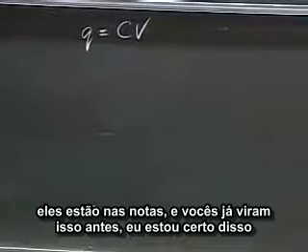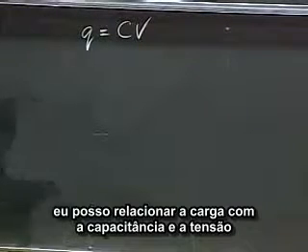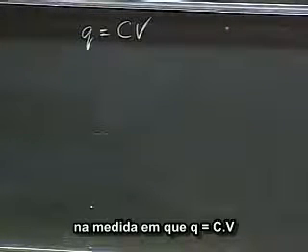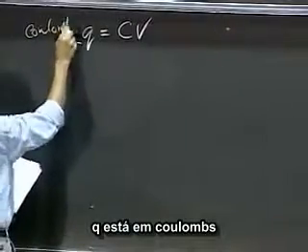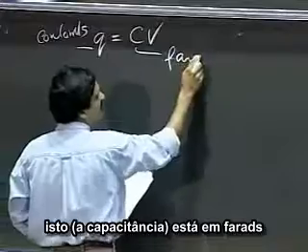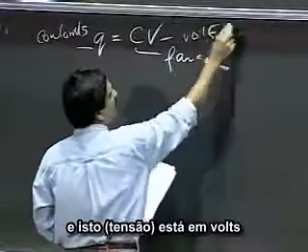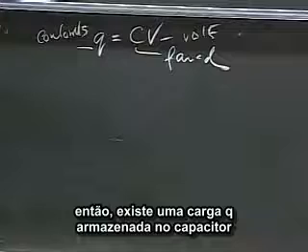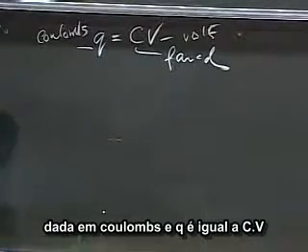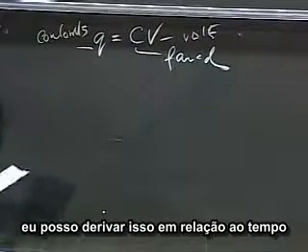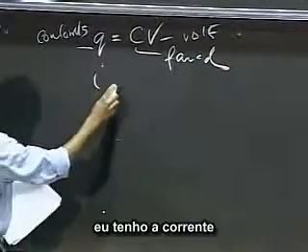So a few simple facts here. These are in the notes, and you've also seen this before, I'm sure. I can relate the charge to the capacitance and the voltage as Q is equal to CV. Q is in coulombs, C is in farads, and V is in volts. So there is some charge Q stored on the capacitor, in coulombs, and Q is equal to CV. So I can differentiate this with respect to time to get the current.